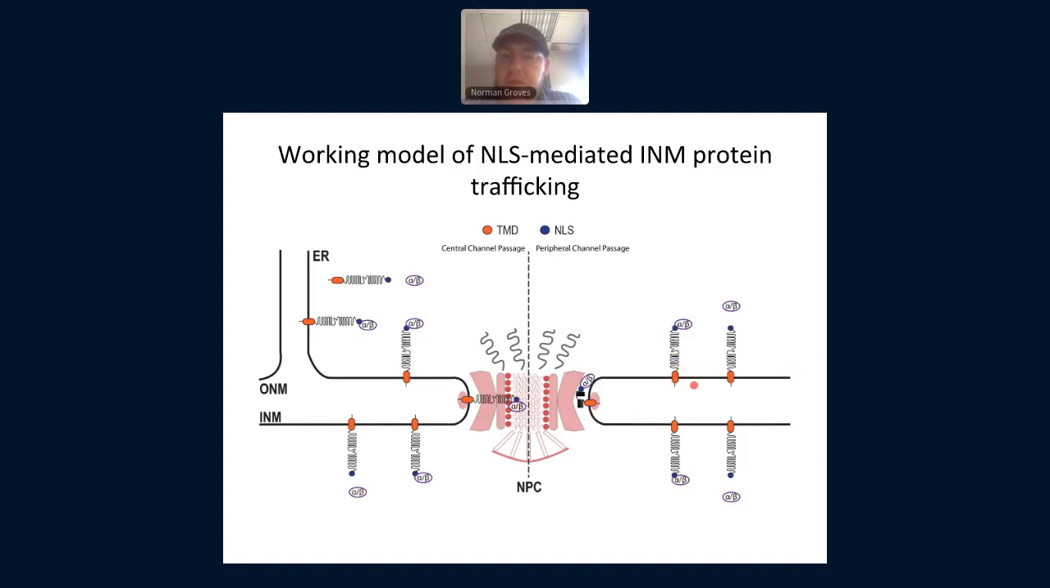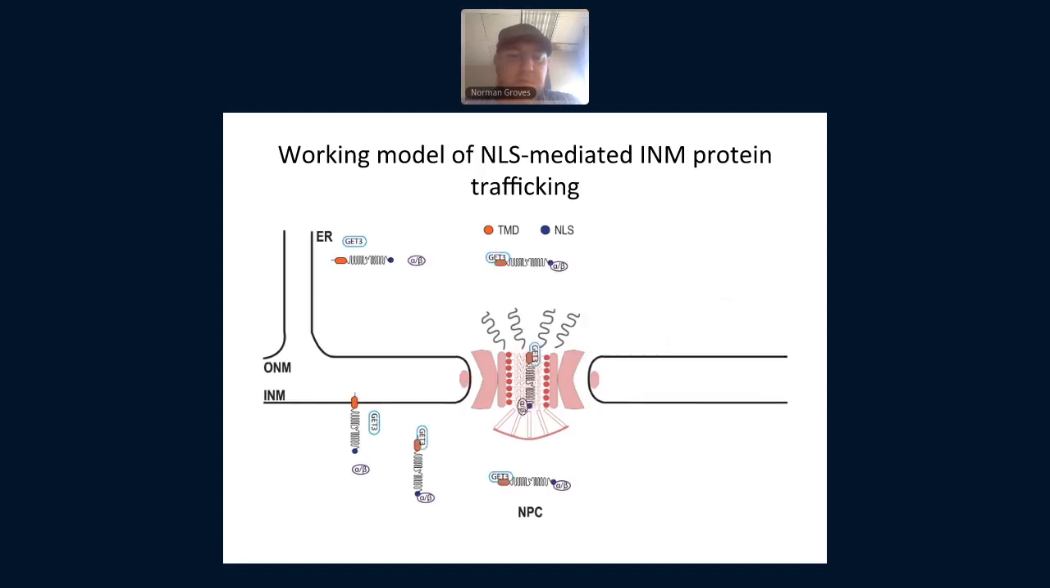In the other model, the linker between the NLS and the transmembrane domain allows the protein to be more flexible, and it can pass through the peripheral channel, at which point the importins dissociate. A third model, which we can't preclude yet, is that through an unknown mechanism, our membrane proteins are solubly imported into the nucleus and then inserted into the INM membrane. If such a pathway were to occur, we need a chaperone. Here we've used GET3 as a placeholder, but our data does not preclude this as an option.